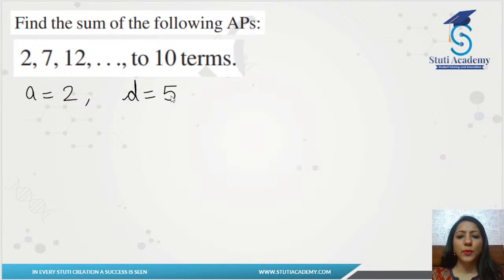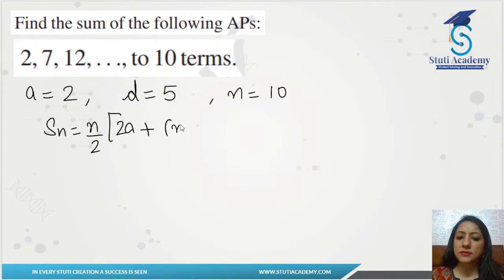Also, I told you in the very first class, when we have terms of the AP where the numbers are decreasing, then the common difference is negative. So here it's positive, as we can see that these numbers are increasing. We have to solve for the sum of the first 10 terms of the AP. So here n is 10. Now Sn is given by n by 2 into 2a plus n minus 1 into d.